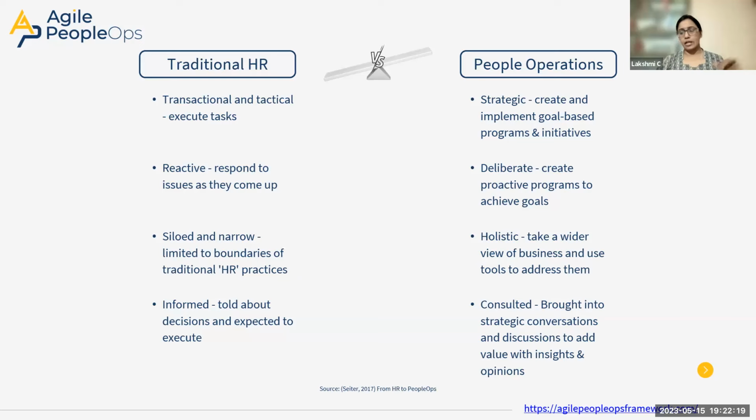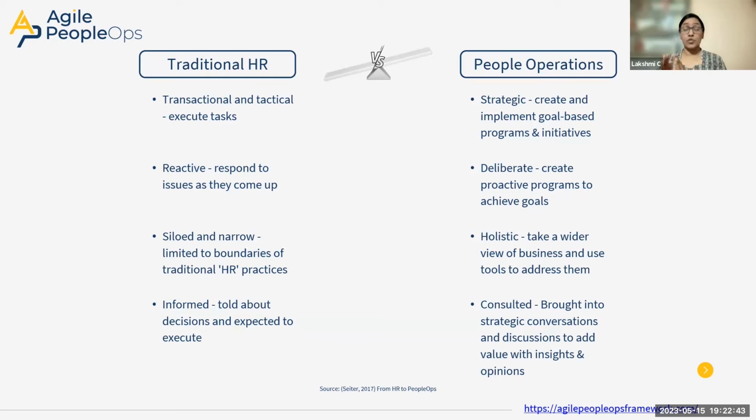And it's always like, okay, people are saying this, the leadership team is saying this, I will just look into this. I, as that traditional HR professional, am just looking at the process. I have to create an employee handbook manual, I create it. I create a leave policy, I'm supposed to do that, I do it. That's about it. But people ops professionals are more holistic in nature.